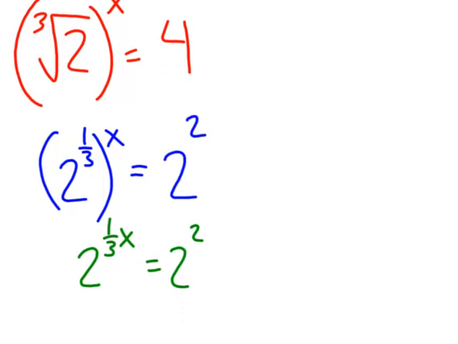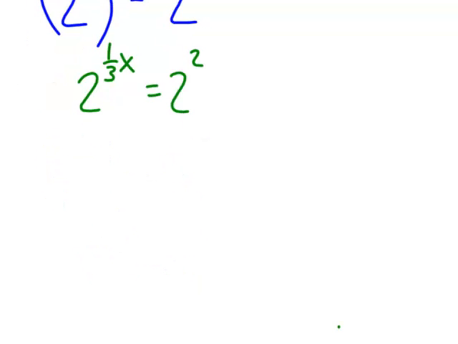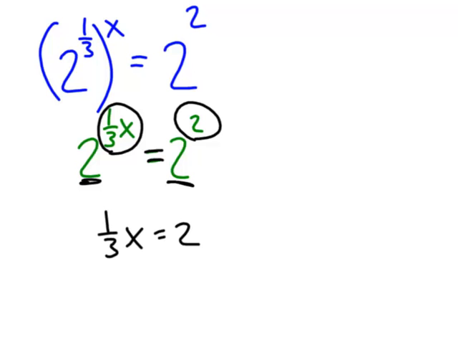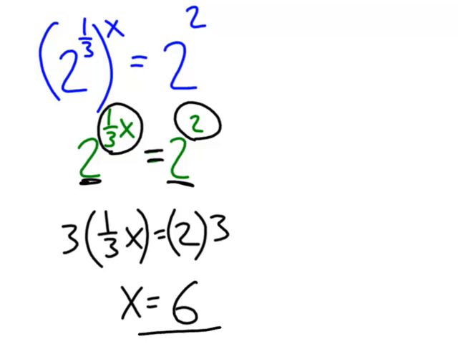And here's what I was mentioning earlier. The one-to-one property, if you don't know it by that name, hopefully you recognize this concept: if the bases are the same, in other words, if I have a 2 here and a 2 here, and we've got an equal sign right here, that means that the exponents must also be equal. That means that 1/3 x must also equal 2. So 1/3 x equals 2. Well, you know what to do next. Multiply both sides by 3 and you get x equals 6. That's our final answer.